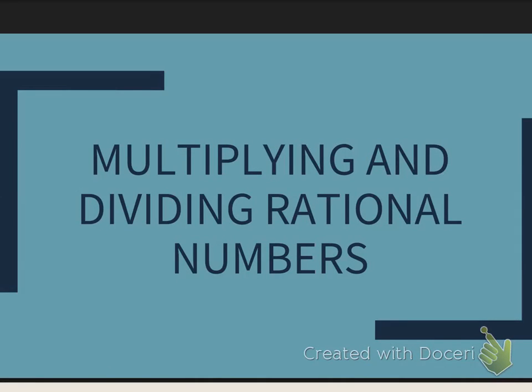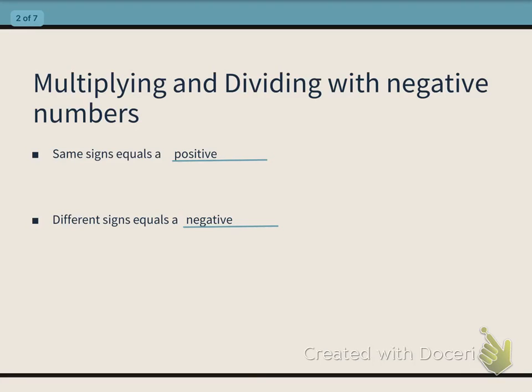Alright, so today we're going to talk about multiplying and dividing rational numbers. Remember back to the foldable that we made, that when the same signs, they equal a positive, but if they have different signs, it equals a negative. So, there's a couple of different ways you can think about this.